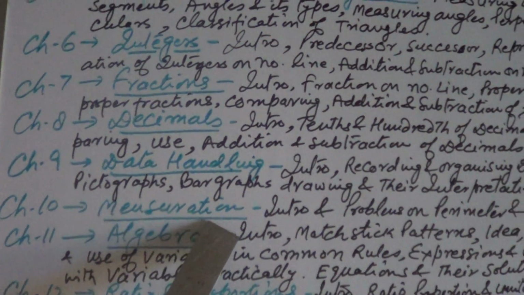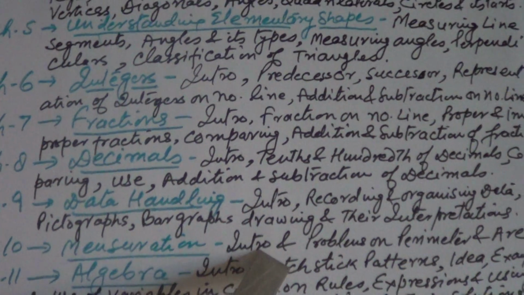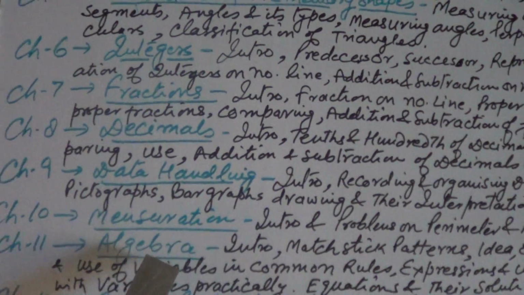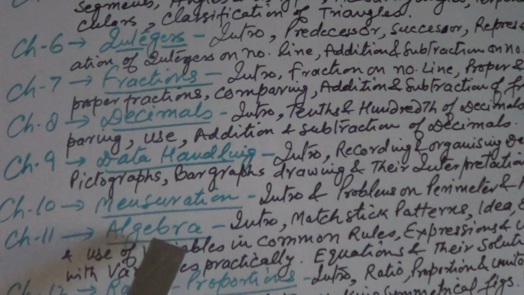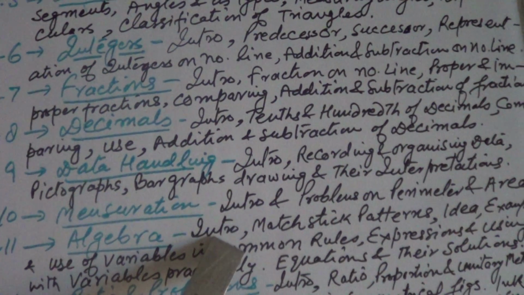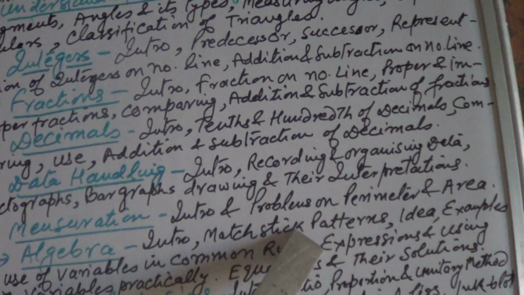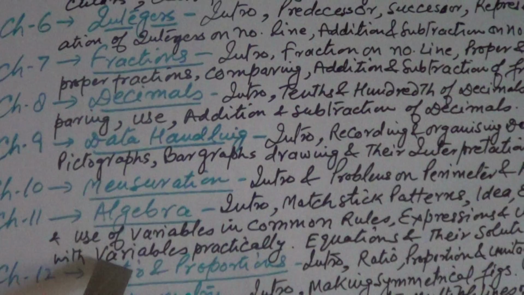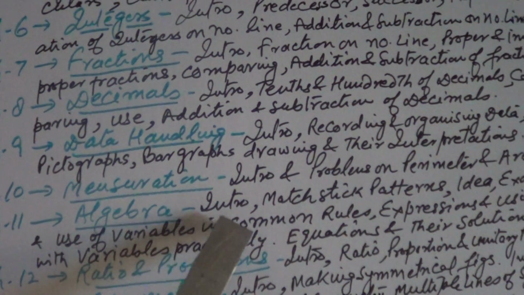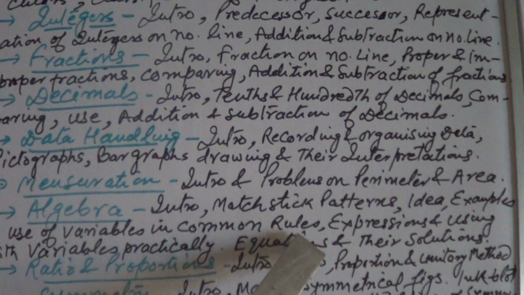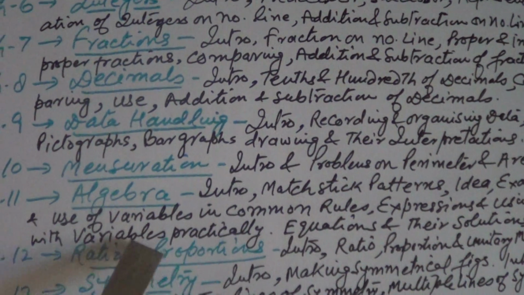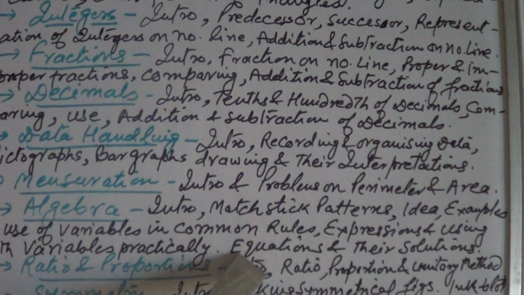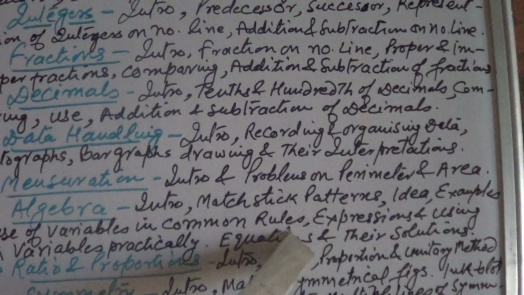Chapter 10 contains mensuration. It contains its introduction and problems related with perimeter and area. Now comes chapter 11. It is algebra. It also contains the introduction of algebra. It shows matchstick patterns. It has idea, example, and use of variables in common rules. It also has expressions and using them with the variable practically, and it also contains the knowledge of equations and their solutions.